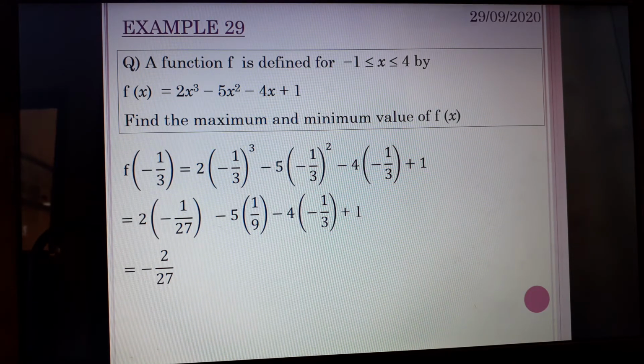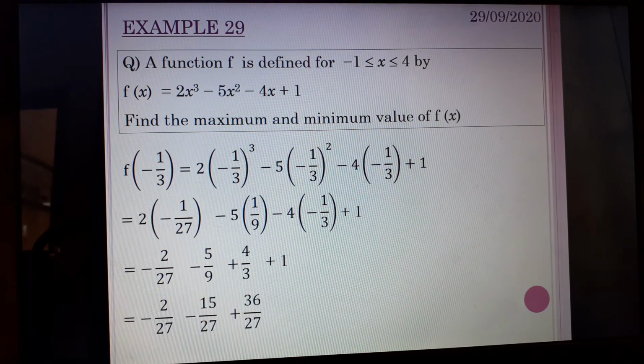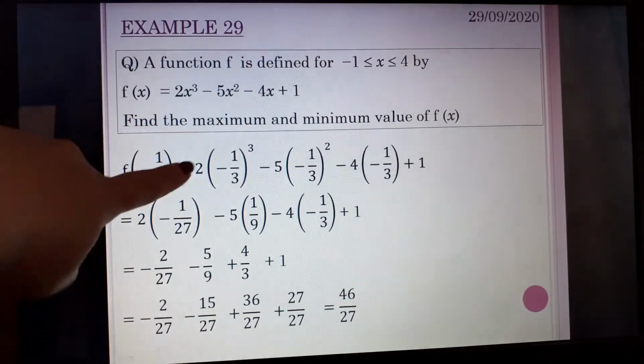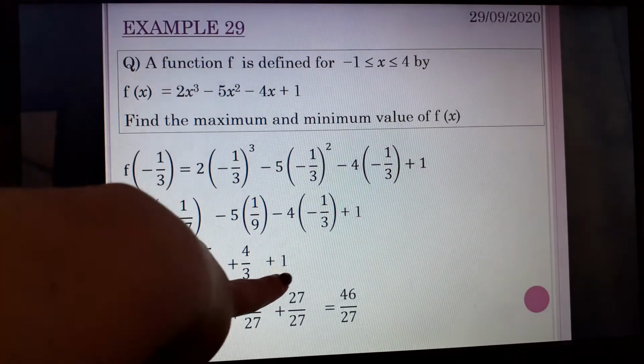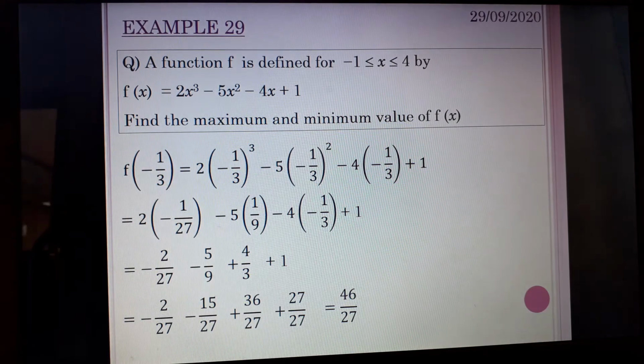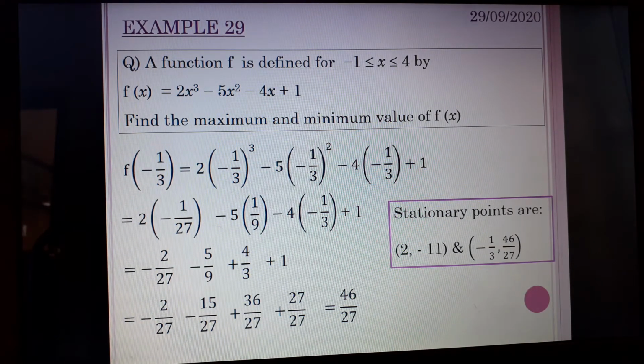So we've got a negative 2/27, a negative 5/9, a negative 4, a positive 4/3, negative times a negative, and a 1. Okay, and then we can tidy that up with a common denominator. Now, obviously, if you're able to use a calculator, then still do these in parts. If you try and put all that in one go, you're unlikely to get the correct answer. If you're doing it without a calculator, obviously you need to get common denominators. So we've got stationary points at 2, negative 11, and negative 1/3, 46/27. So that's just short of 2 for that y value.